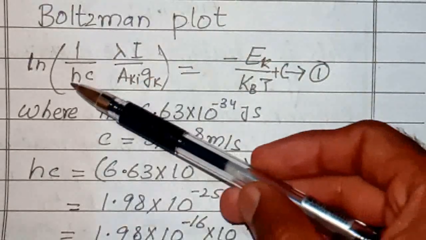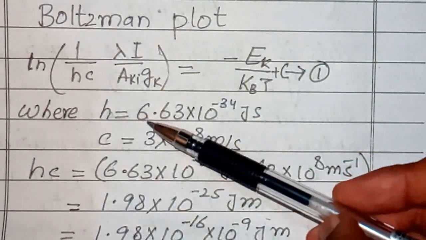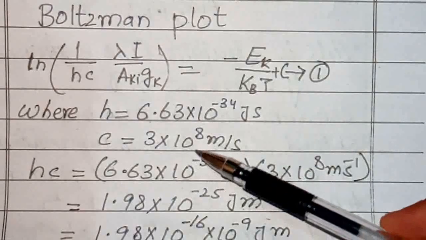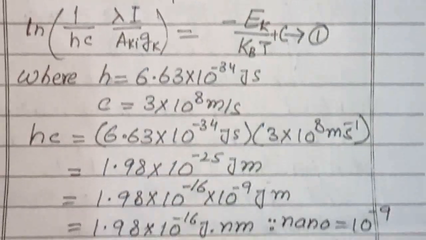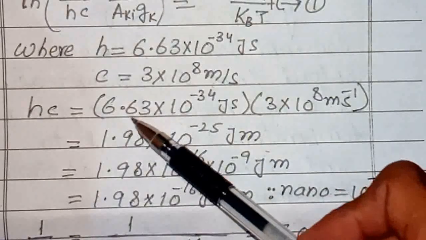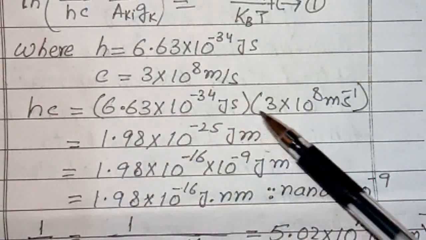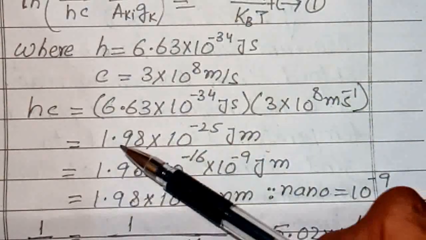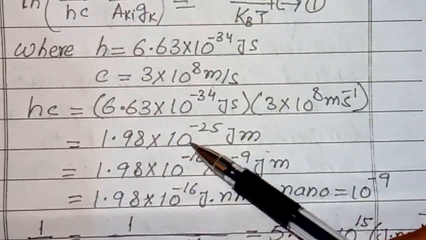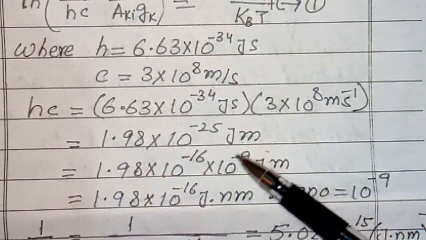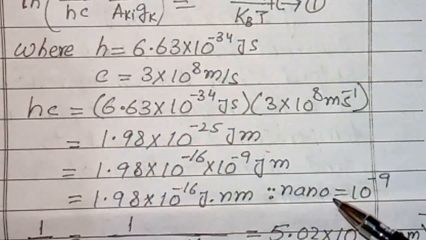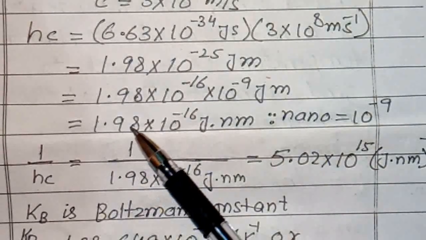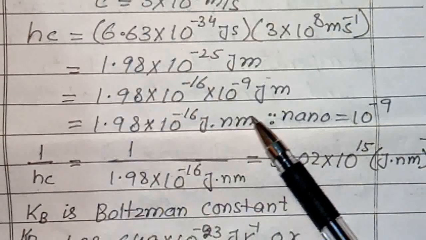In this relation, h is the Planck's constant, which is equal to 6.63 into 10 power minus 34 joule second, and c is the speed of light. hc is equal to 6.63 into 10 power minus 34 joule second into 3 into 10 power 8 meter per second. We get 1.98 into 10 power minus 25 joule meter. Now we have to calculate this in joule nanometer. In the unit of joule nanometer, hc is equal to 1.98 into 10 power minus 16 joule nanometer.